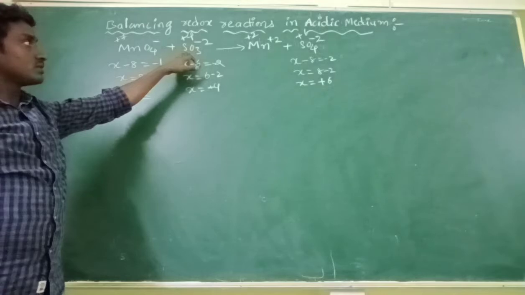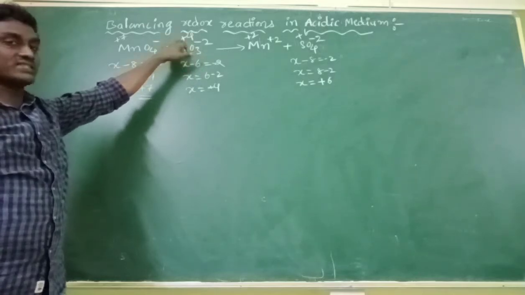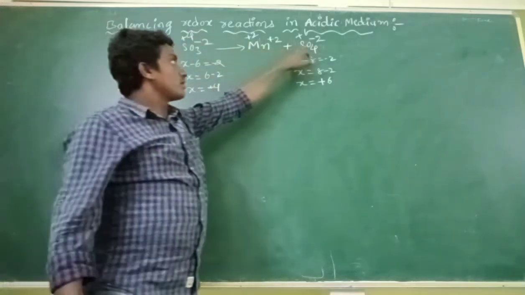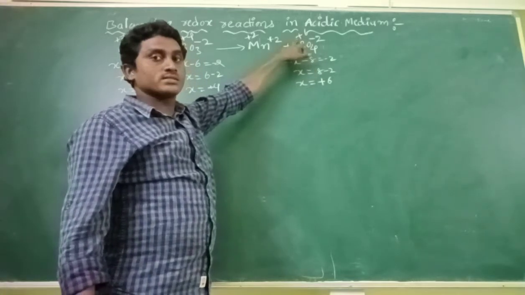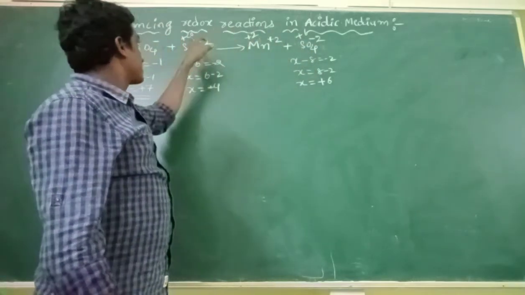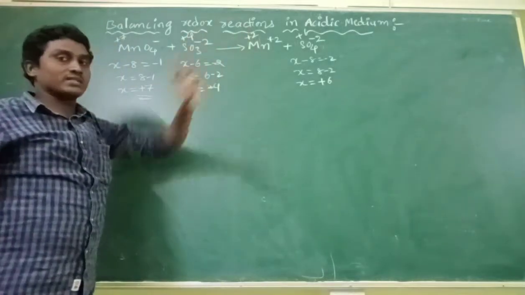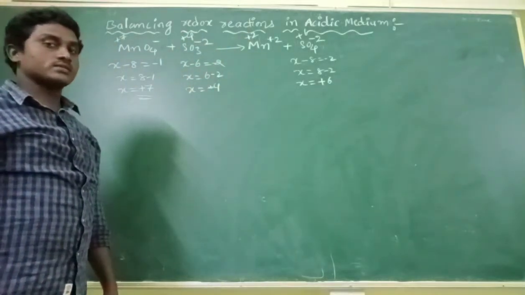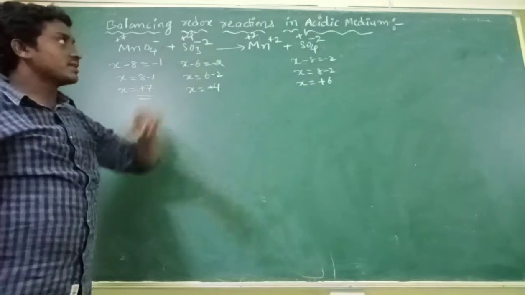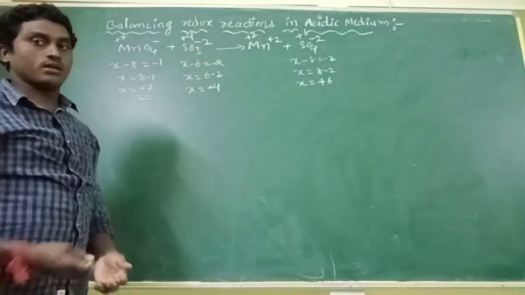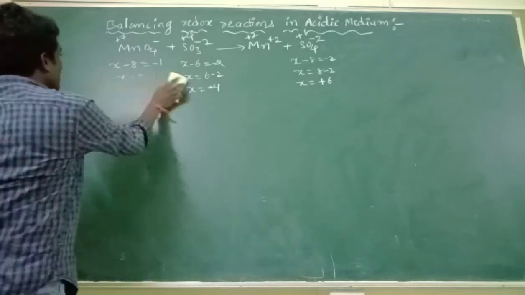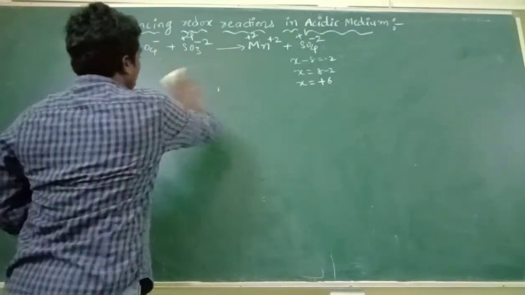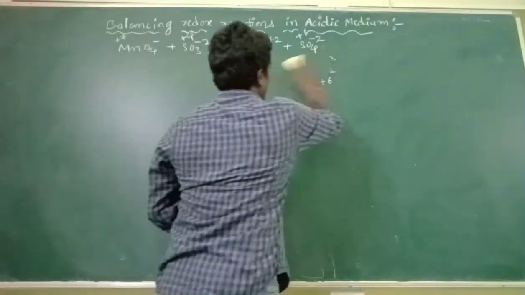In this, the sulfur oxidation state is +4. Here in SO4 -2, the sulfur oxidation state is +6. The oxidation state increases from +4 to +6. Oxidation state increases, so it is an oxidation reaction. Now we have to split the reaction into half-cell reactions.